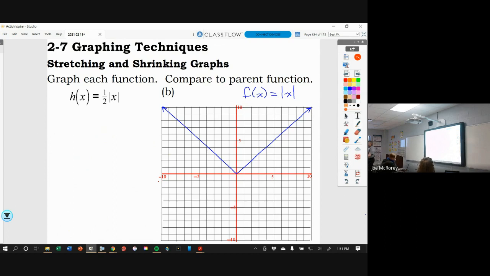Am I changing the value of x or the value of y? Y. I'm changing the value of y because the 1/2 is not with the x. So what does this 1/2 do? Shrinks it. Stay vertical. It's smaller than 1, so is it a stretch? No. This is a compression by a factor of 1/2.